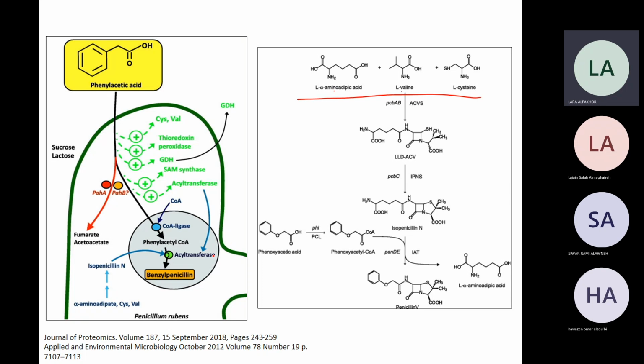adipic acid. All right. Now the fungi simply condenses those amino acids to give rise to what is known as isopenicillin N. And the isopenicillin N, later on from carboxylic acid derivatives, what the fungi does is it replaces the side chain in isopenicillin N with that carboxylic acid derivative, which gave rise eventually to penicillin G and penicillin V.